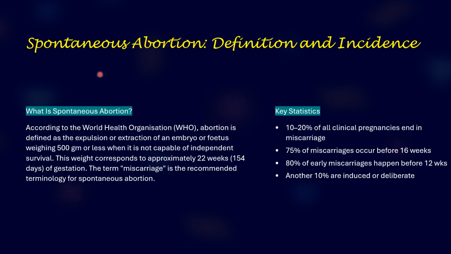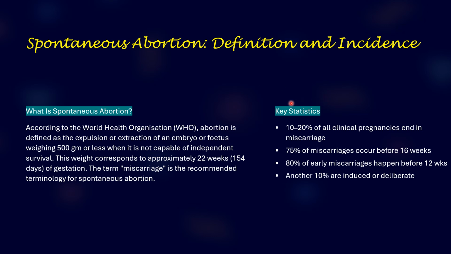Now let's learn about spontaneous abortion. What is spontaneous abortion? According to WHO, abortion is defined as the expulsion or extraction of an embryo or fetus weighing 500 gram or less when it is not capable of independent survival, which means if it gets delivered, it is not capable of independent survival. The weight corresponds to approximately 22 weeks of gestation, and the term miscarriage is the recommended terminology for spontaneous abortion.